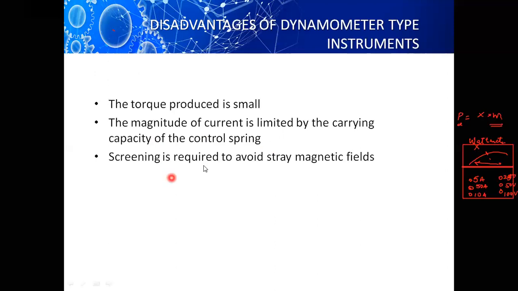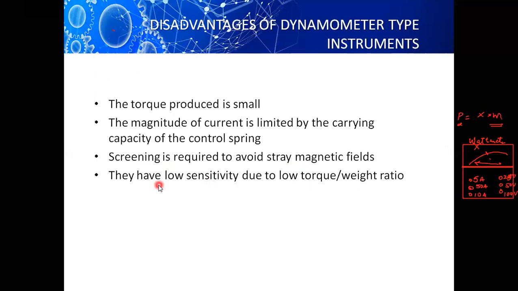Screening is required to avoid stray magnetic fields. We require screening because, compared to the other instruments we have discussed so far, PMMC and moving iron, the magnetic field produced inside the dynamometer type is very, very weak, so it is very subtle to get affected by external magnetic fields. So we have to provide screening in this case.